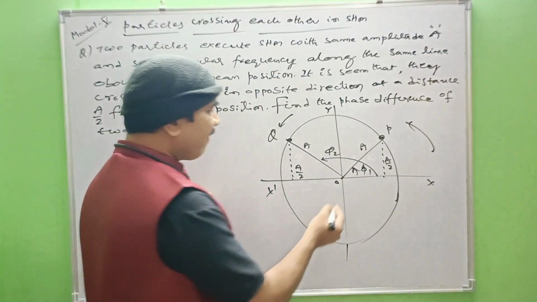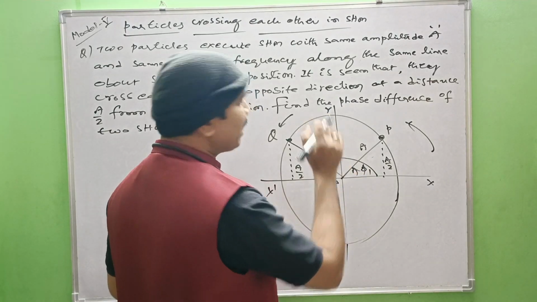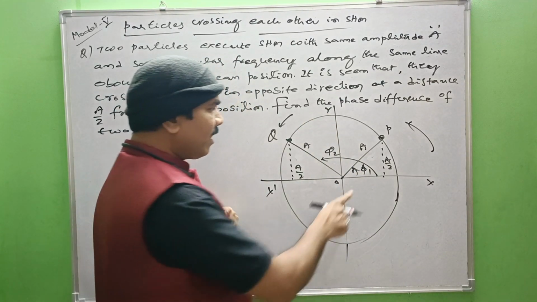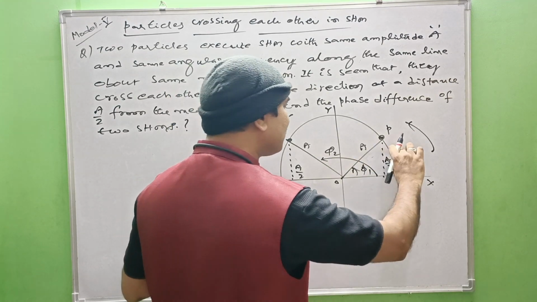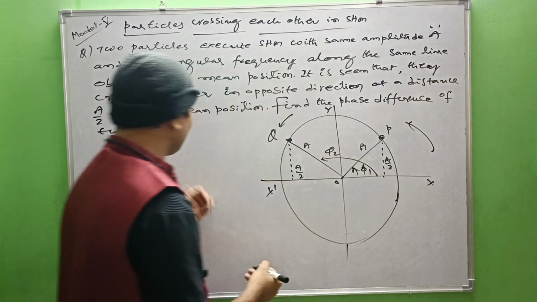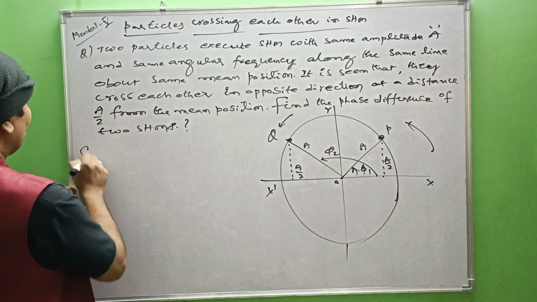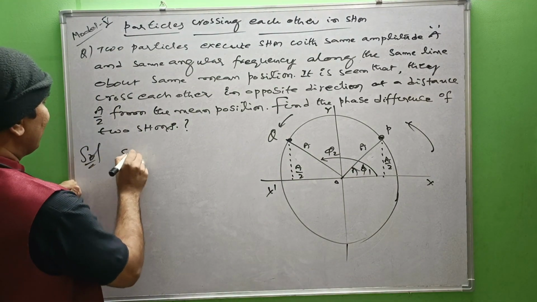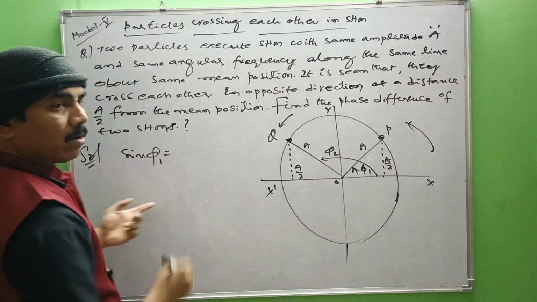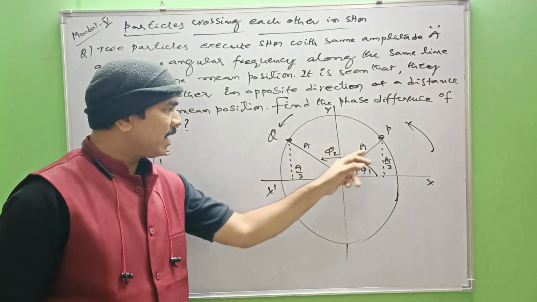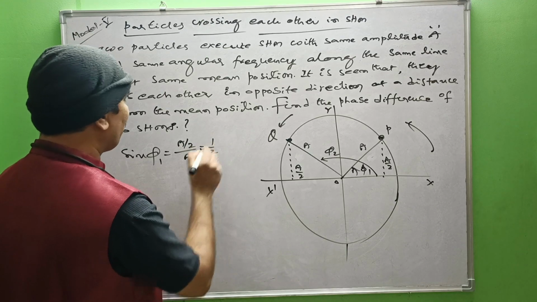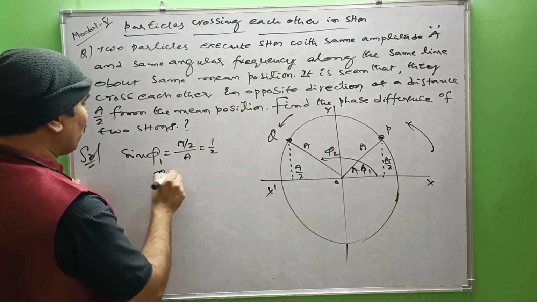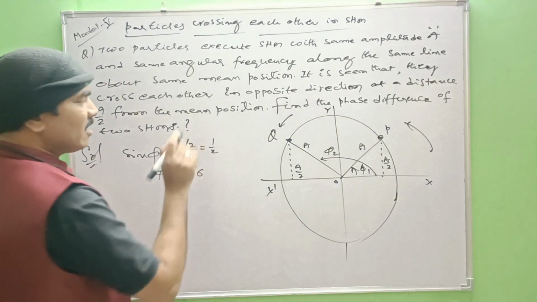See here, phase difference, that is phi 1 minus phi 2. How to find phi 1 here? See here, this is a right angle triangle. Sin phi 1 equals opposite side by hypotenuse, a by 2 by a. Simply we can calculate. So see the solution here. Sin phi 1 equal to opposite side by hypotenuse. So a by 2 divided by a, that is 1 by 2. So this implies phi 1 equals what? Pi by 6 radians. Right?